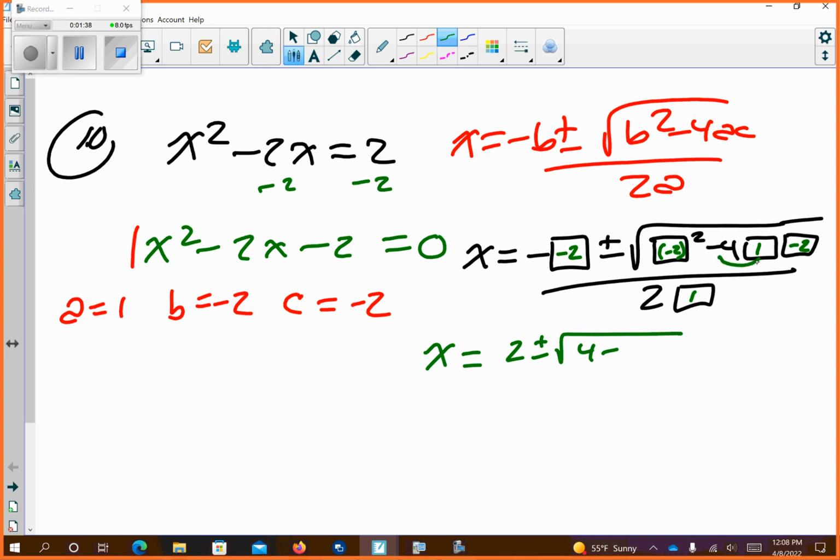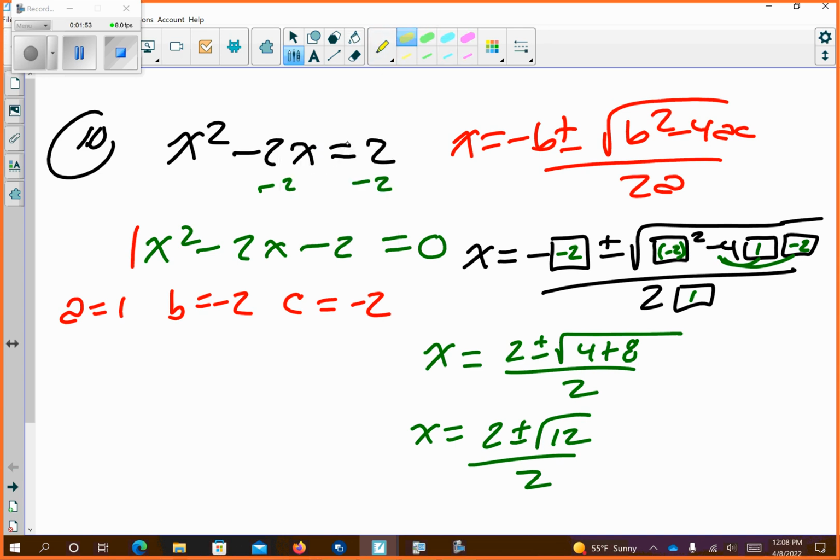Let's see, negative 4 times 1 is negative 4. Negative 4 times negative 2 is positive 8 over 2. So that gives me this, which is great. If you got down to that point, you got 3 of the 4 points. Why do you only get 3 of the 4 points? Because you have to simplify.